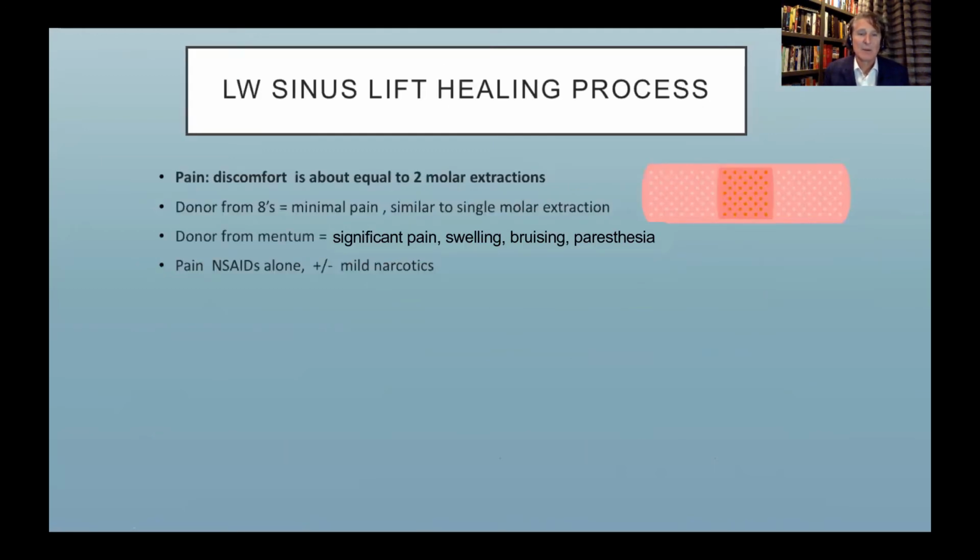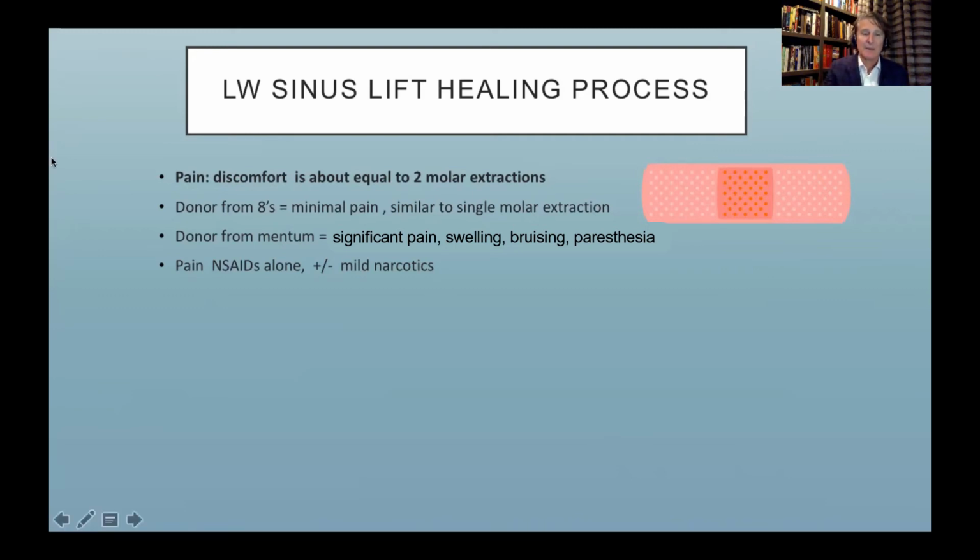So again, what does it feel like? It's the equivalent of about having 2 teeth extracted. So 2 molar extractions, and most patients that are missing teeth can relate to that. If we get the donor for the autogenous bone from behind the wisdom teeth using those back action scrapers, it's really not that uncomfortable, maybe equivalent to a molar extraction there. If we do, as we did in the old days, need a lot of autogenous bone and we go to the chin, that creates significant bruising, swelling, and paresthesia. So it's a site that we don't really use anymore.